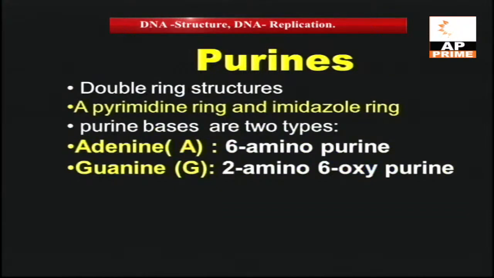Coming to know the structures of purines. They are double ring compounds containing a 6-membered pyrimidine ring and a 5-membered imidazole ring. Purines are of 2 types in DNA, adenine and guanine. Adenine is a 6-amino purine, whereas guanine is a 2-amino 6-oxy purine.